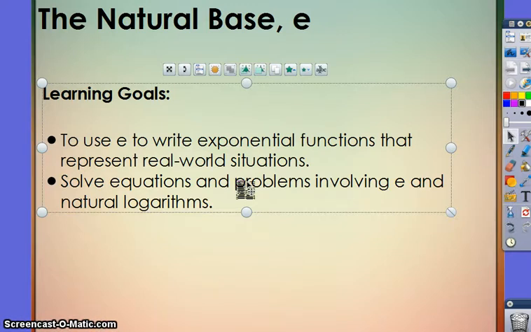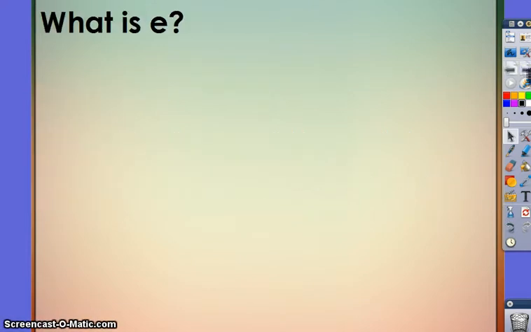Some of the goals that we're going to have are to use e to write exponential functions to represent real-world situations, and to solve equations and problems involving e and natural logarithms. Well, first of all, you might be wondering, what is e? Well, e, which is a lowercase e, is an irrational number. Just like pi, it's a number that occurs in the real world in kind of unlikely places. For instance, you often see it with compound interest. You see it with half-life.